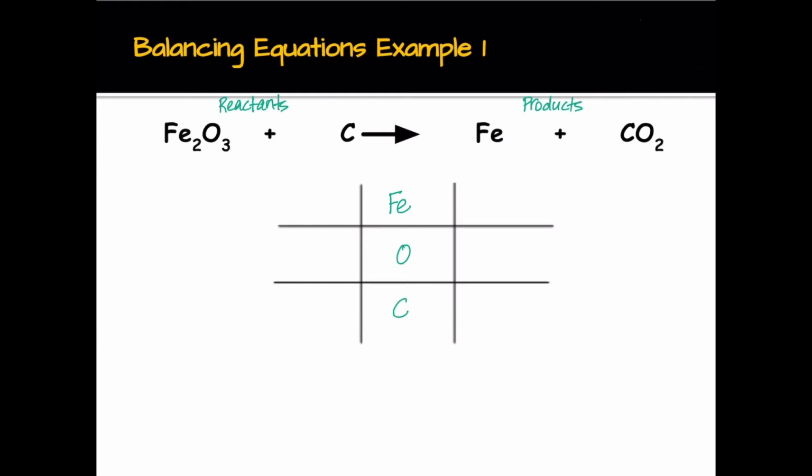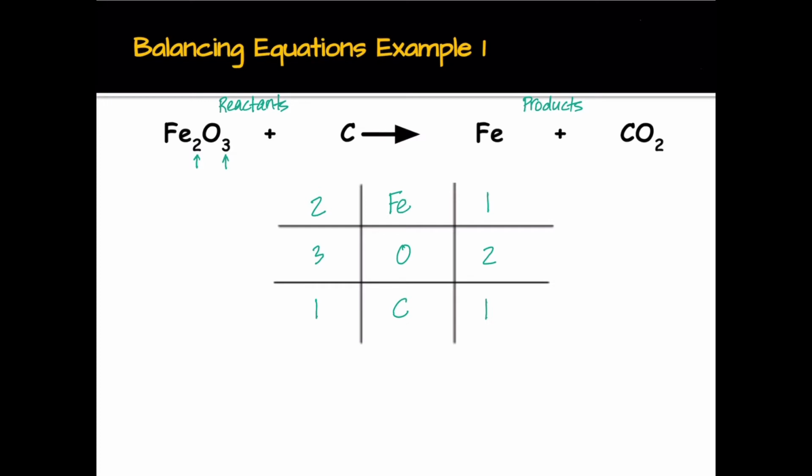Next, we will count atoms on each side of the equation, on the reactant side and on the product side. So on the reactants, we have 2 iron atoms. You can tell that by looking at the subscript there. And we have 3 oxygen atoms and only 1 carbon atom. On the product side, we have 1 iron atom, as indicated by the fact that there's no subscript next to the iron. We have 2 oxygen atoms and 1 carbon atom.